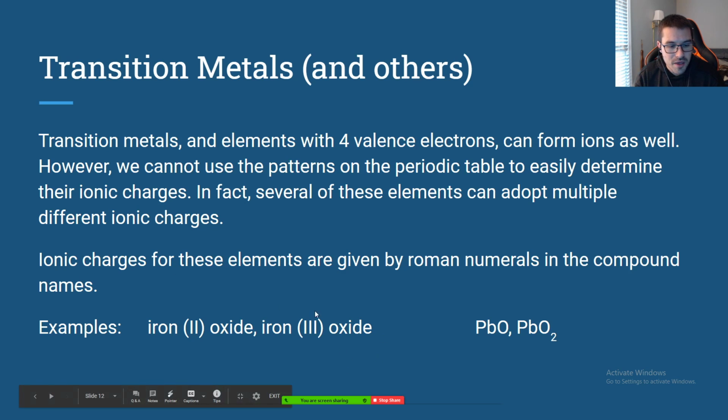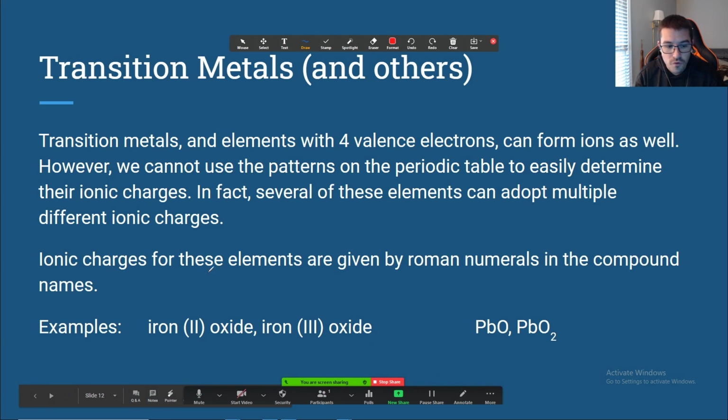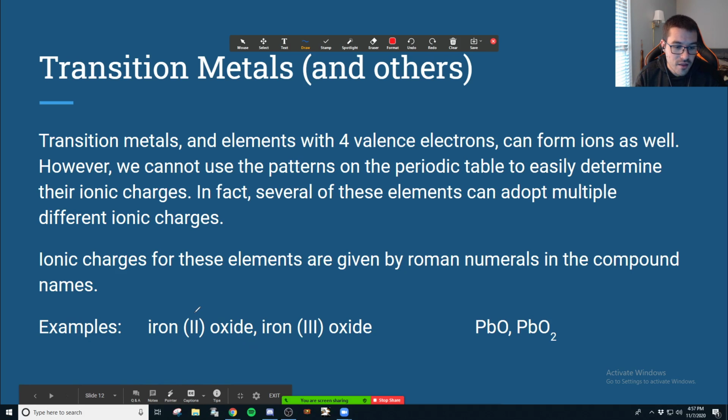If you're given the name of an ionic compound that involves a transition metal like iron, then the ionic charge for that element is going to be given by Roman numerals in the compound name. So iron 2 oxide, this Roman numeral 2 is referring to iron. And in this example here, iron 3 oxide, this is referring to iron as well. Iron is one of those transition metals, and it can actually have multiple different ionic charges depending on the compound.